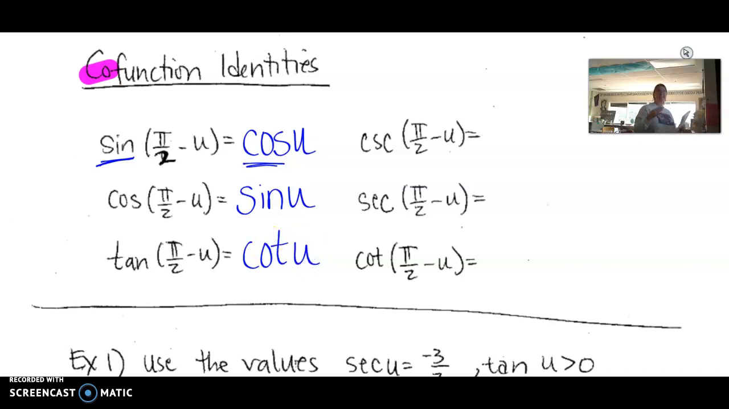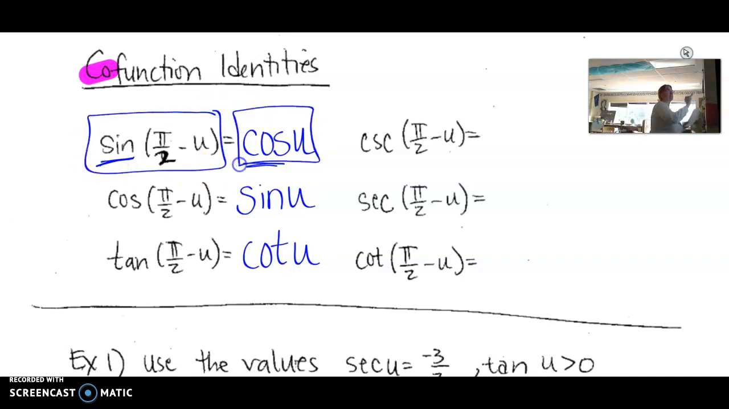Again, these are all identities, which means that if you see this, you can replace it with this. They are exactly the same. It's kind of like 1/2 is exactly the same as 0.5. They do not look the same, but they mean the exact same thing. So that's what an identity is. You could replace the sine of pi over 2 minus u with cosine of u anytime you see it. And u represents an angle here.